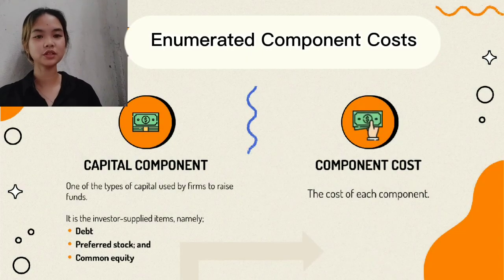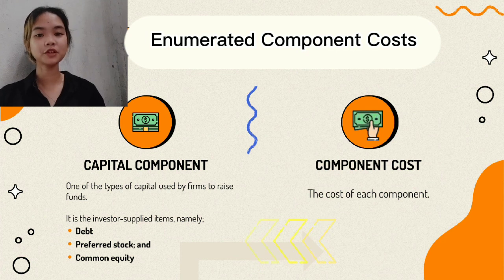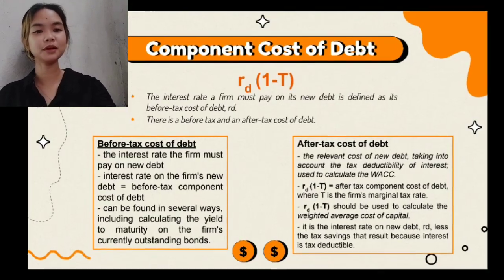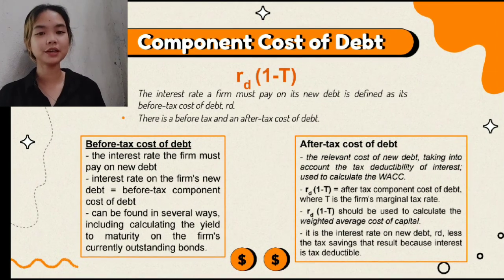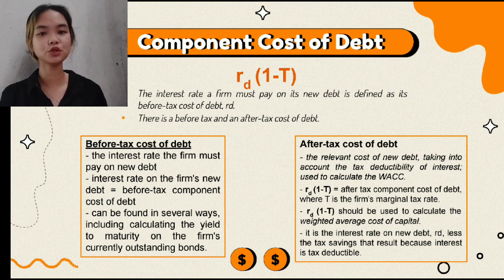Capital components are used by firms to raise funds. These are the investor-supplied items, namely debt, preferred stock, and common equity. So the first component cost that we will discuss is the component cost of debt. It is the rate a firm must pay on its new debt. There is a before tax and an after tax cost of debt. The before tax cost of debt is the interest on the firm's new debt, and the after tax cost of debt is the relevant cost of new debt taking into account the tax deductibility of interest.